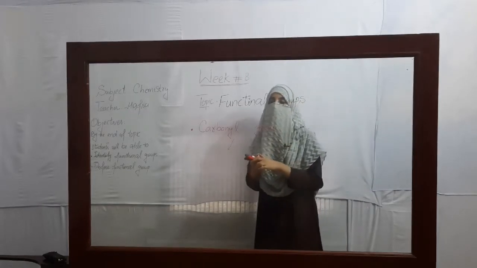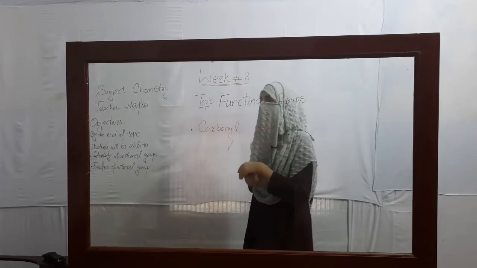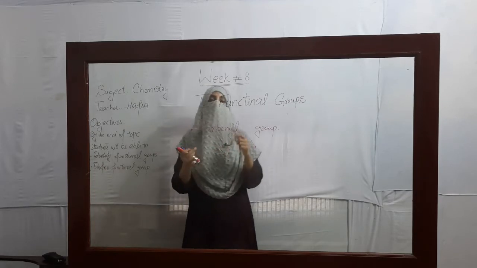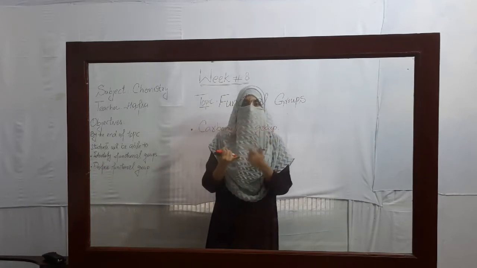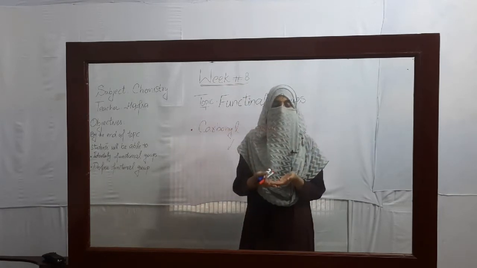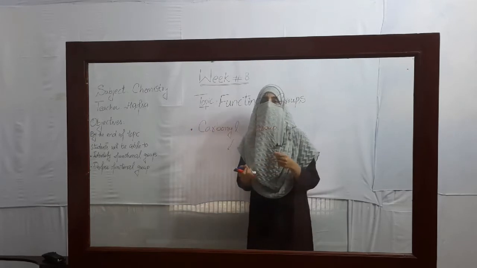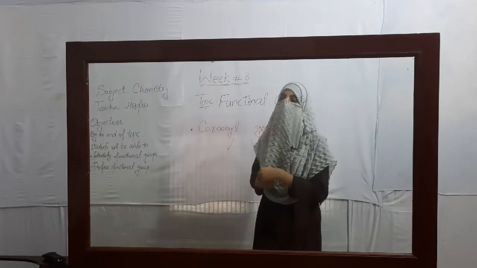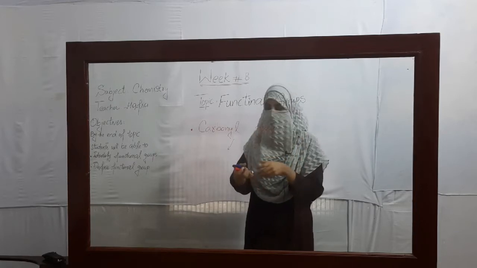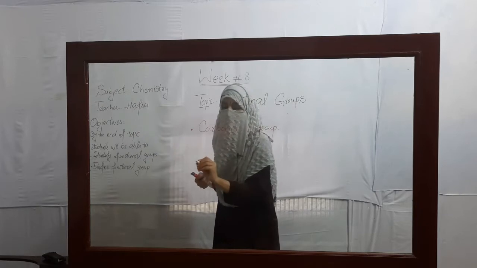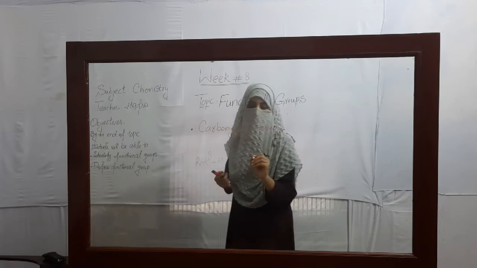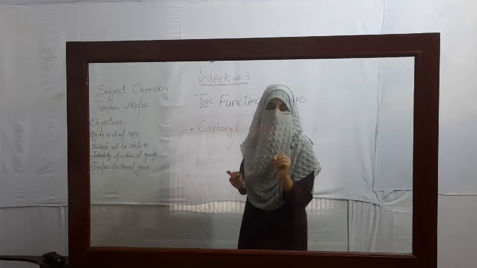In today's topic we will start from the carbonyl group. By the end of this lesson you will be able to identify different functional groups like the carbonyl group, carboxylic acids, amines and unsaturated hydrocarbons. Let's start with our first functional group, that is the carbonyl group. The carbonyl family has two members, aldehyde and the second one is ketone.